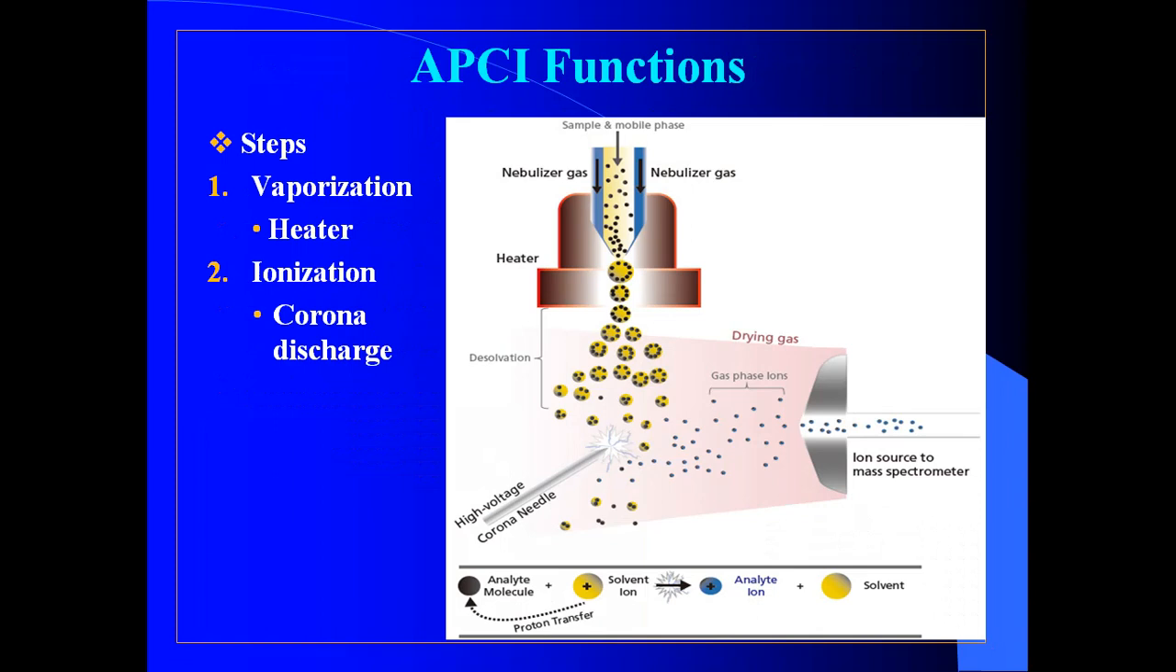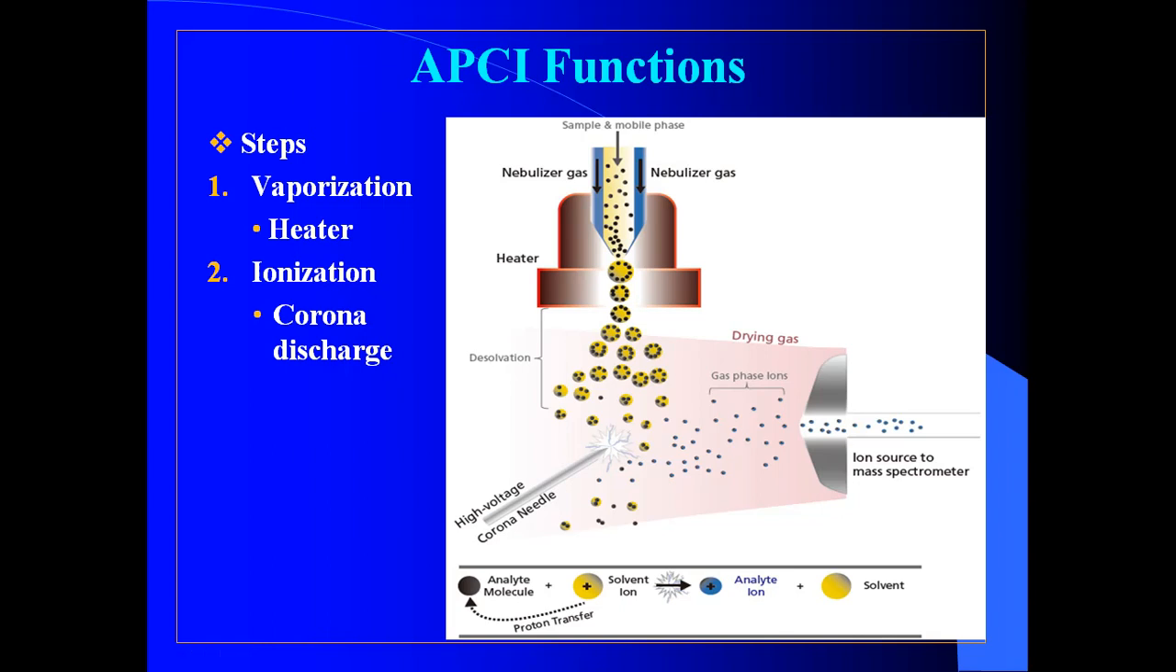This is a zoomed diagram to show the function at the nebulizer tip and in the ionization region. Basically, two types of steps occur in this. The first one is vaporization, and the second one is ionization. The vaporization starts immediately after the nebulization, by the action of heat from these heaters.